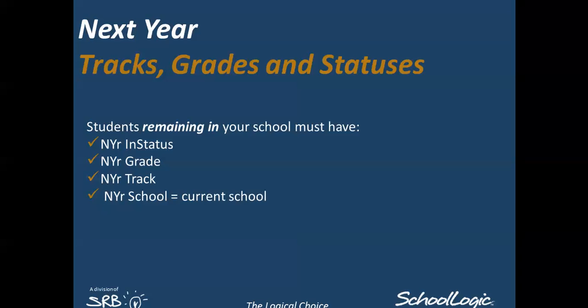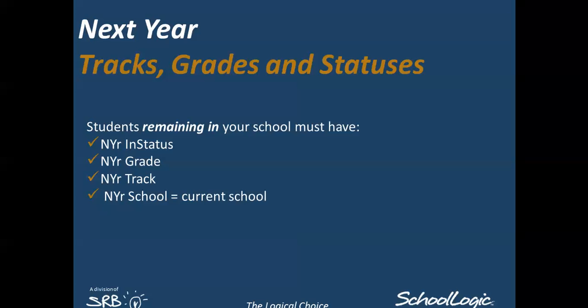So, for kids who are remaining in your school, you want them to have an in status for next year. They're remaining in your school, you're going to have something like continuous registration, okay? Something similar to that. Give them a grade for next year, give them a track for next year, and their school for next year is your school.